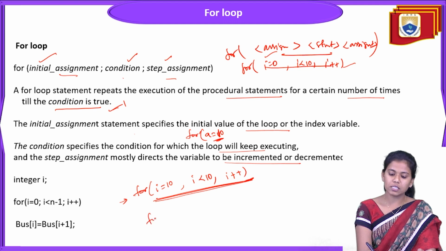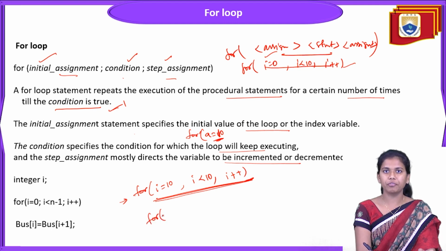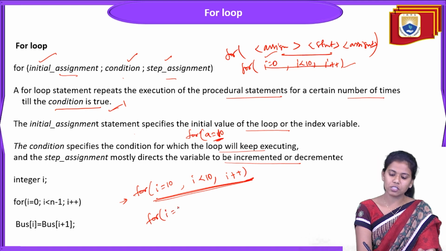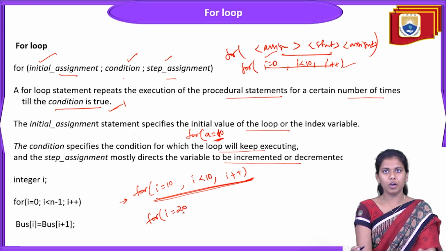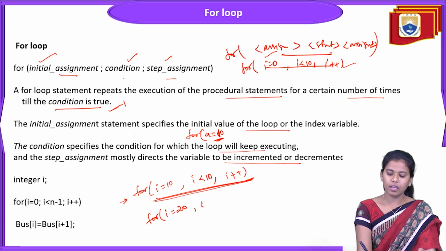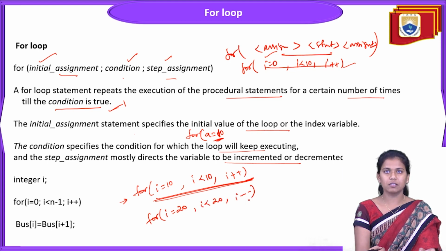And also, as per the rules for the for loop, I can also write I is equal to 20. I can modify the value I is equal to 20, I less than or equal to 20, and then I minus minus. So here the step assignment states that it doesn't only increment, but it also decrements. Okay, so here I'm incrementing and here I'm decrementing. So this is how I can write the for loop condition.